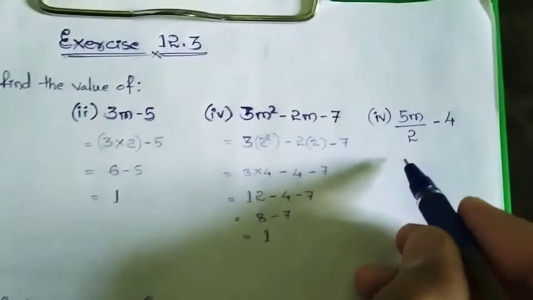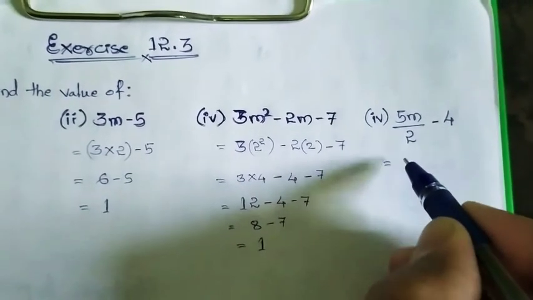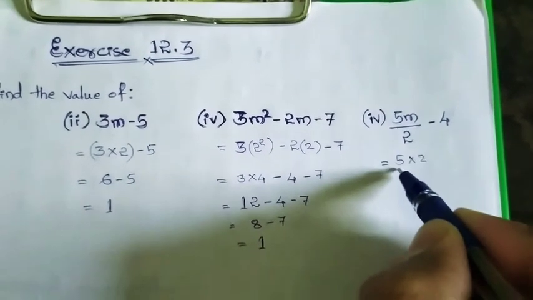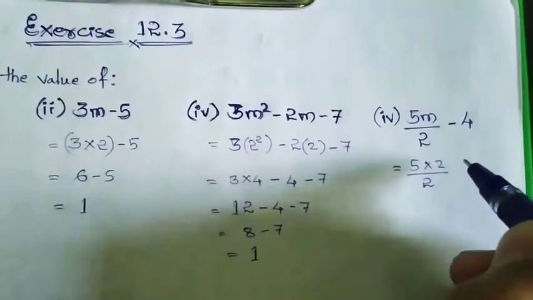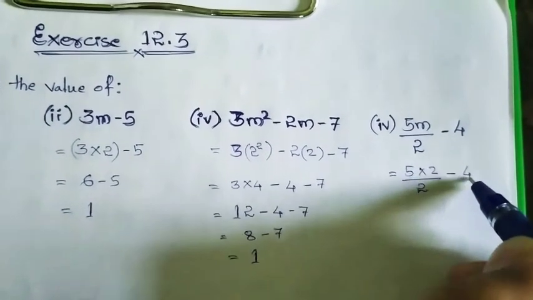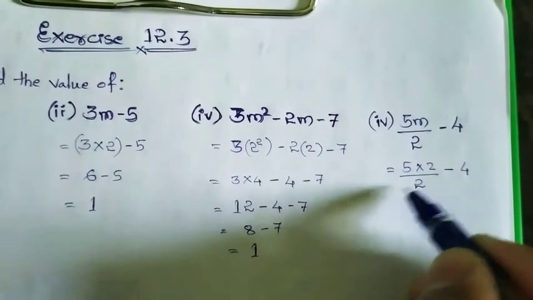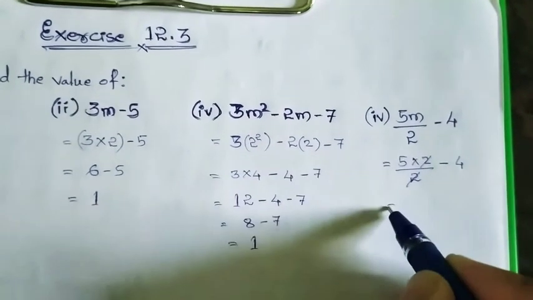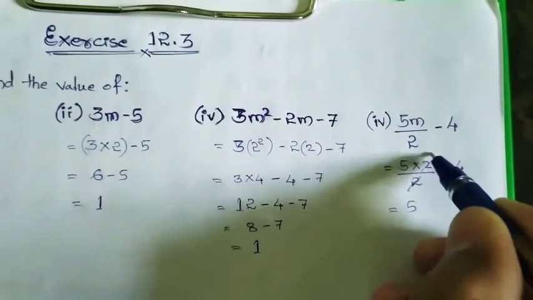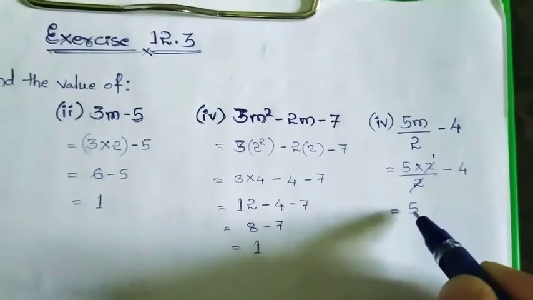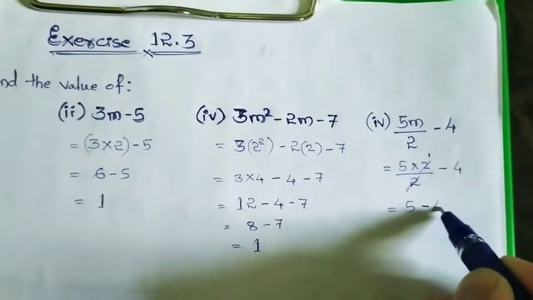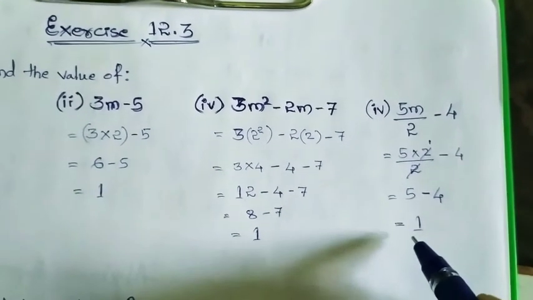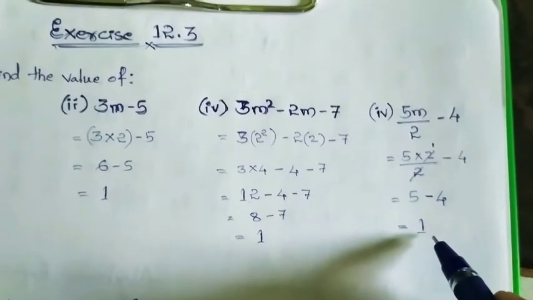Let's do the division also here. They gave 5m divided by 2, minus 4, which means 5 into 2 divided by 2, minus 4. First you do the division, the 2s get cancelled. What is left? 5 is left, and 1 is there. 5 ones are 5. So minus 4. 5 minus 4 will be 1. So our answer is 1.